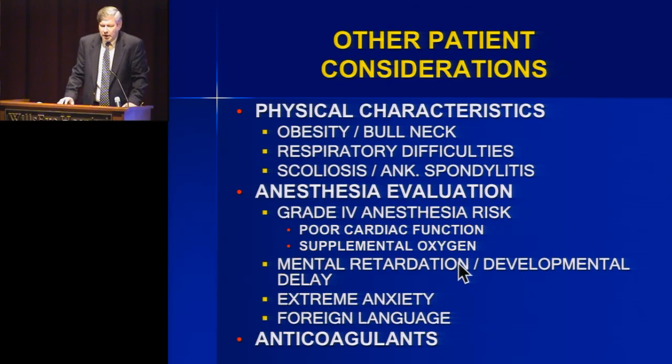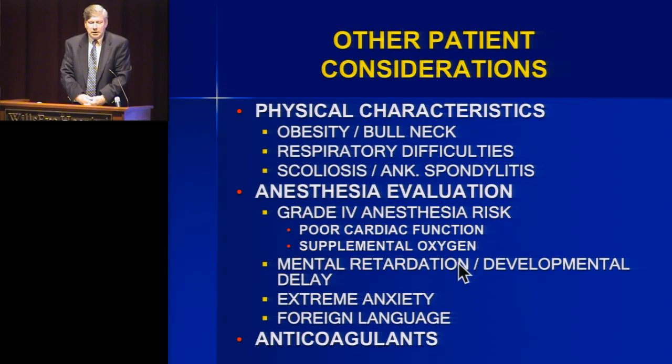Other patient considerations. Well, you want to look at the physical characteristics of the patient. Is the patient obese with a bull neck? If so, they're likely to have positive pressure issues. Do they have respiratory difficulties or scoliosis and ankylosing spondylitis? If so, positioning the patient is going to be potentially challenging. You want to do sort of a mini anesthesia evaluation.